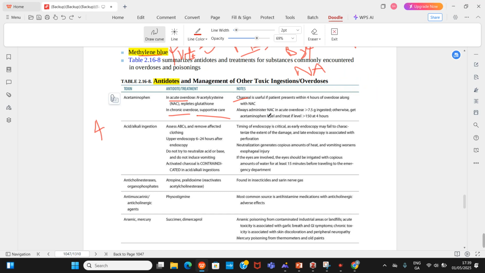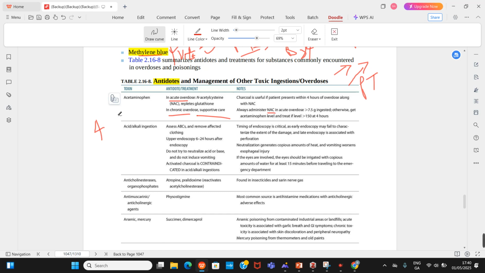Somebody taking acetaminophen and the person already comes in with liver problems, liver markers are deranged, you quickly want to give NAC. And of course, if liver markers are deranged and the person has encephalopathy and prolonged PT, what's the diagnosis?